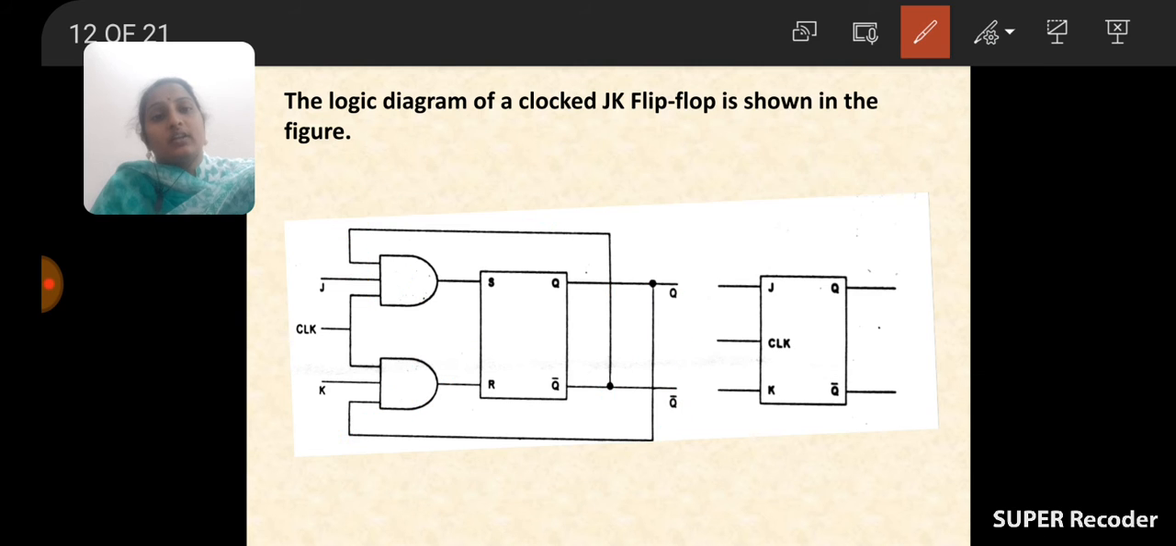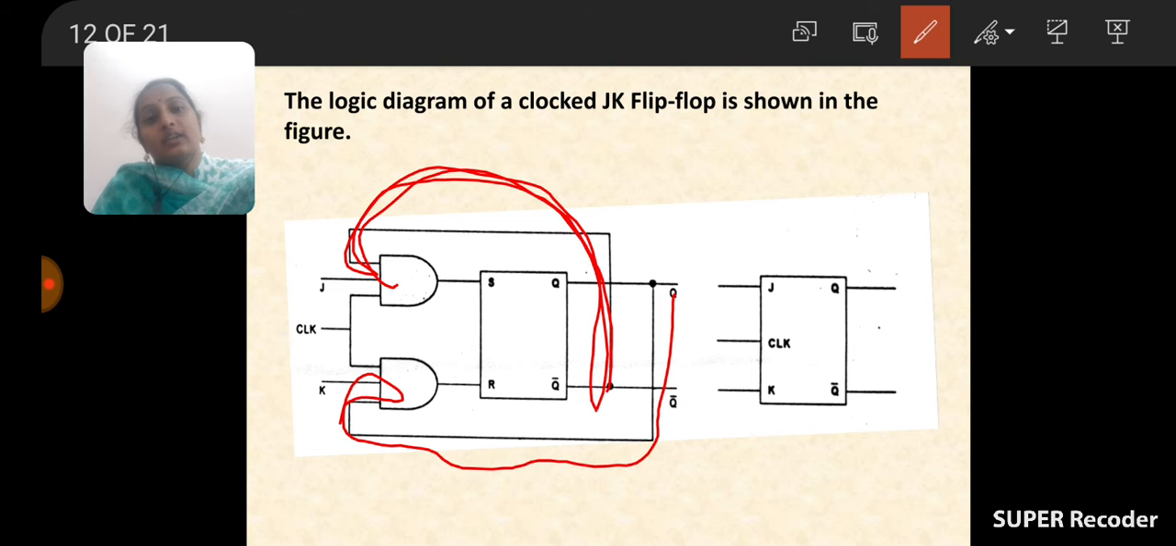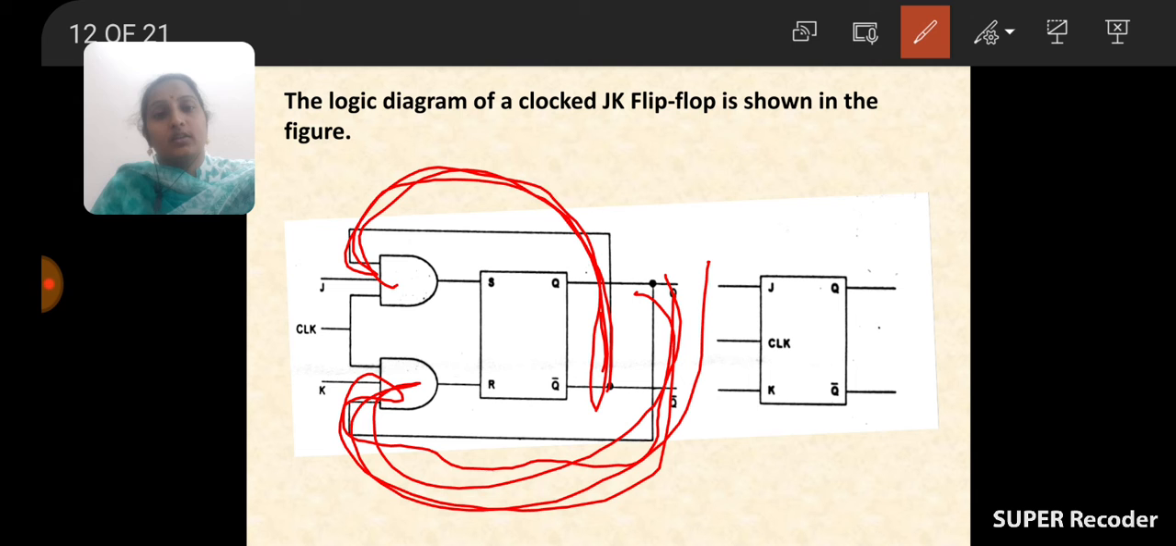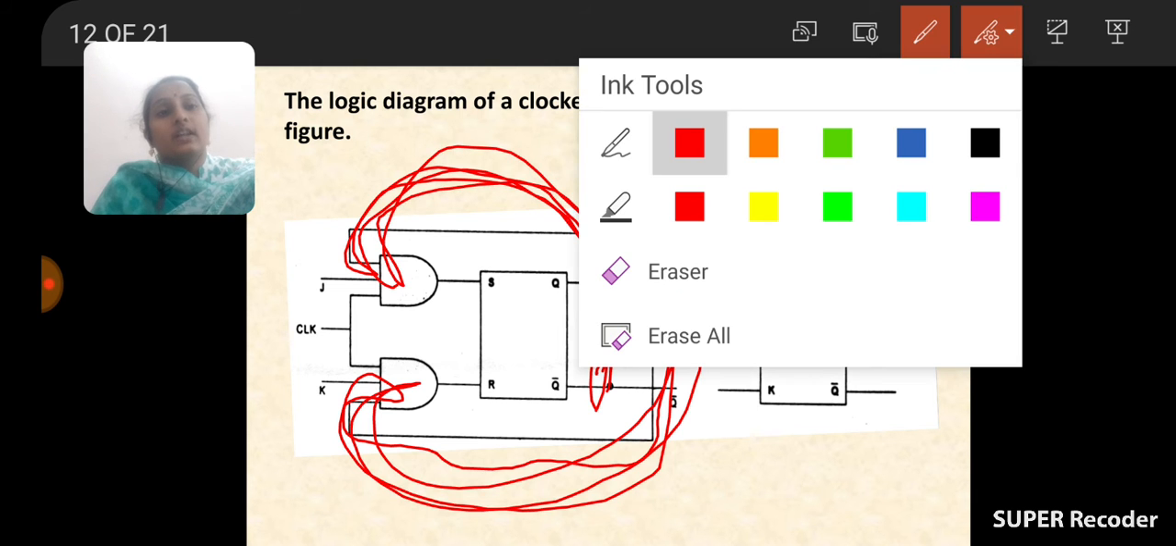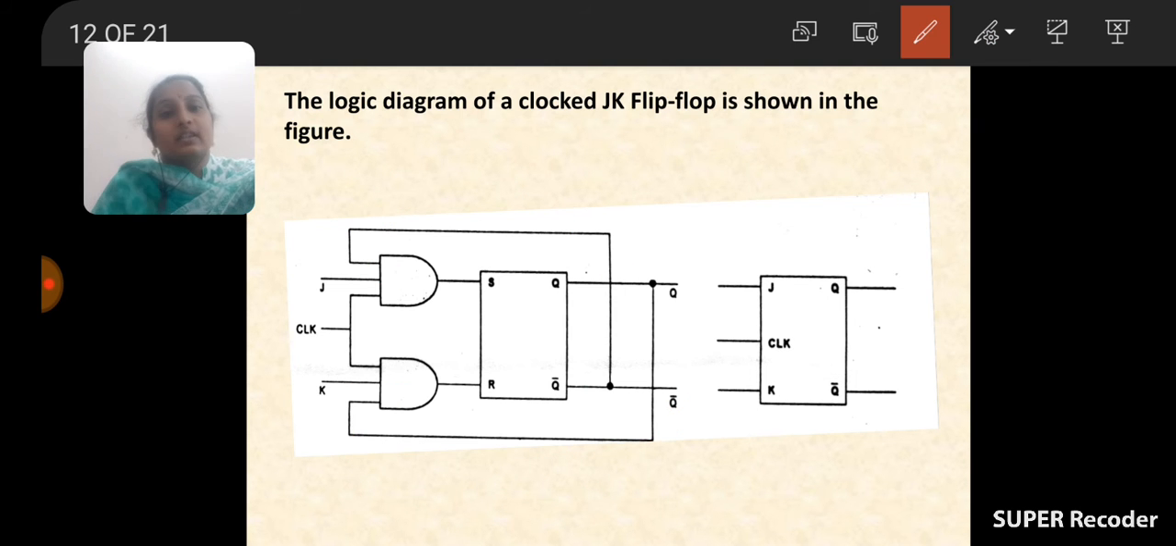So here Q bar is connected to J and Q is connected to K. That means Q is connected to the second gate and Q bar is connected to the first AND gate. This is the block diagram of our JK flip-flop.